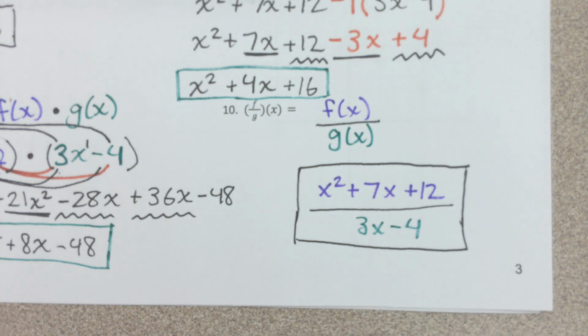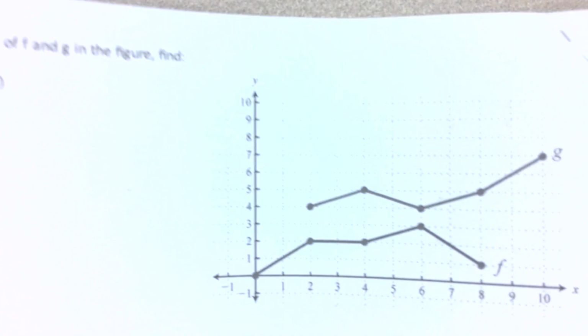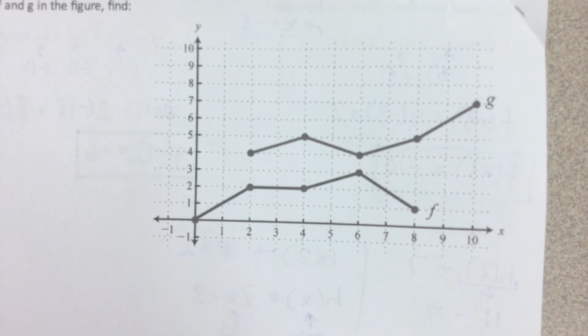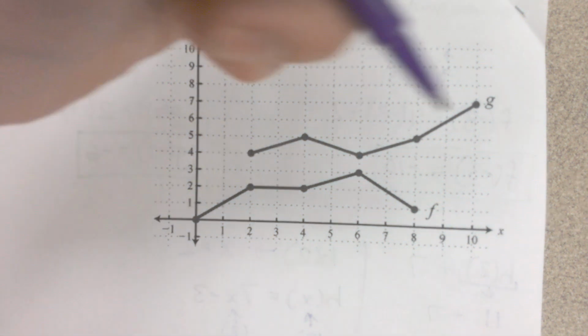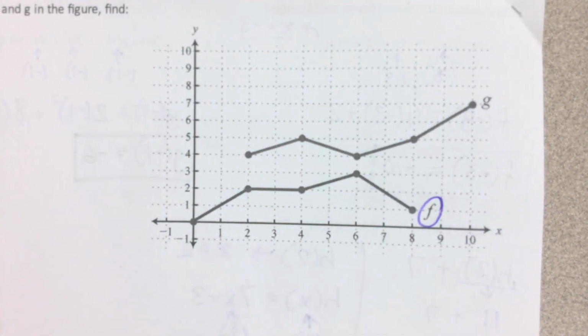Questions before we do the last problem on the back side. Okay. On the back here we have a graph. Notice there are 2 lines, 2 different graphs on here instead of 1. We have an F on the bottom and a G on the top.